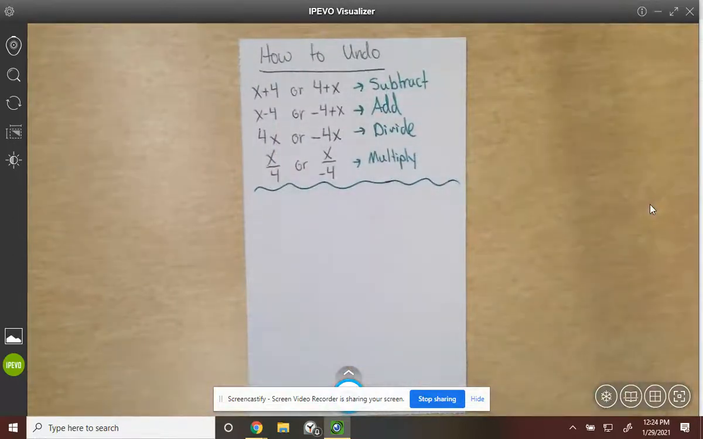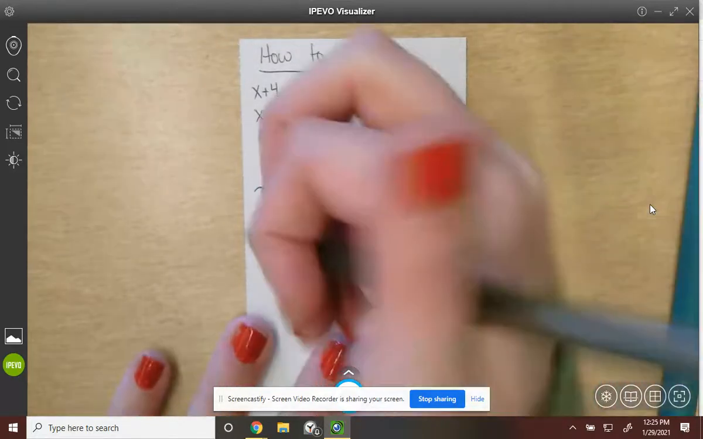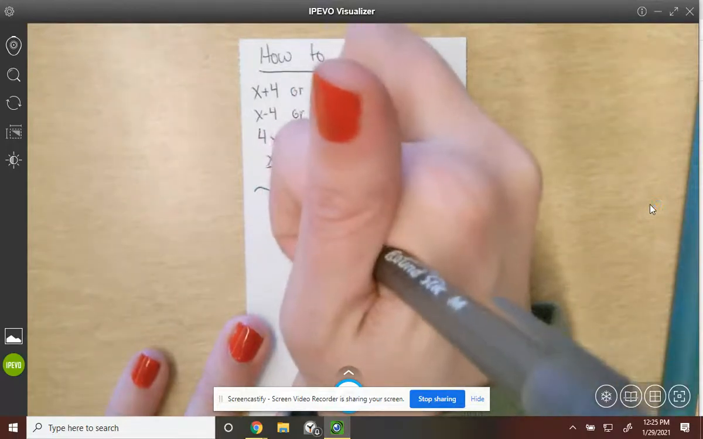Okay, so that's it for that little section. Questions on that or what that means? Does that make sense? Kind of why that might be helpful on the test? Okay, so two-step equations now.